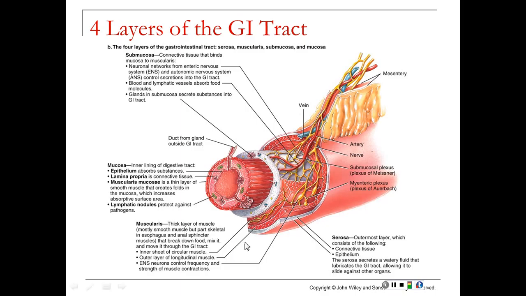The innermost layer of our GI tract is the mucosa. So this is that inner lining. It's made of epithelial tissue to help absorb substances. There is a lamina propria just below.